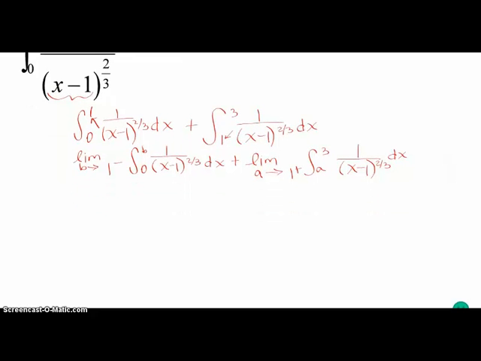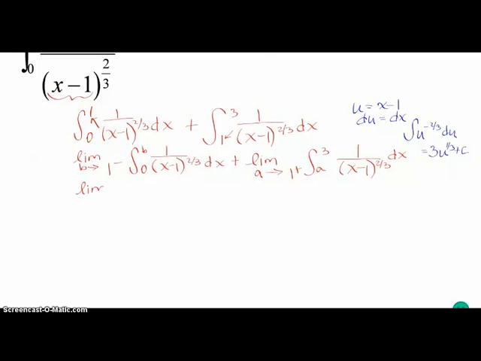So I'll do a different color over here. This is a u substitution where u is x minus 1, du is dx. Our indefinite integral is going to look like the integral of u to the negative 2/3 du. So with the power rule, 1 over n plus 1, that's 1 over 1/3, that gives us 3. u to the n plus 1, that's u to the 1/3, plus c. So there's our antiderivative function that we're going to use.